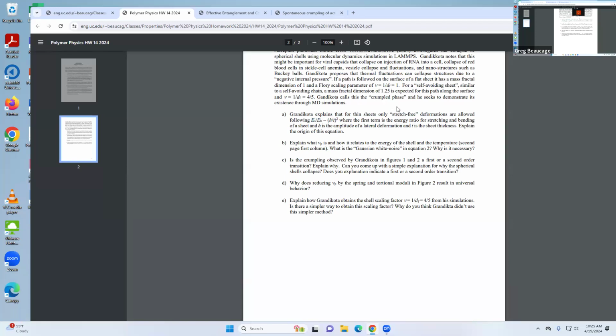he's talking about an energy ratio between stretching a film on a surface, the energy to stretch a film, and the energy to bend the film. The thickness has to do with the bending, and the H is the amplitude of the vibration and the direction of the flexing. That's the distance that it bends the other way. So basically, that's just a spring constant equation.